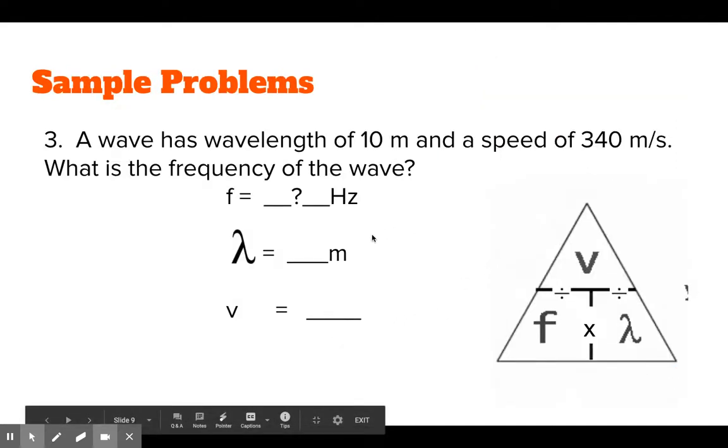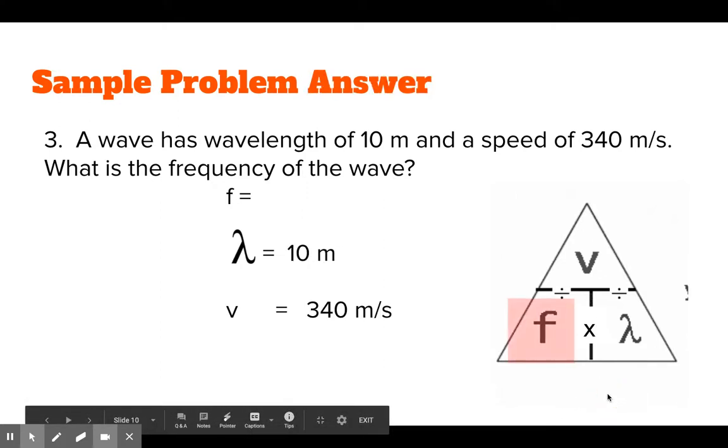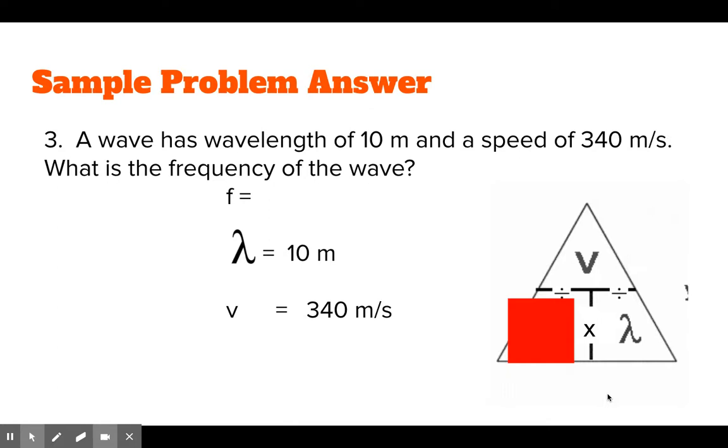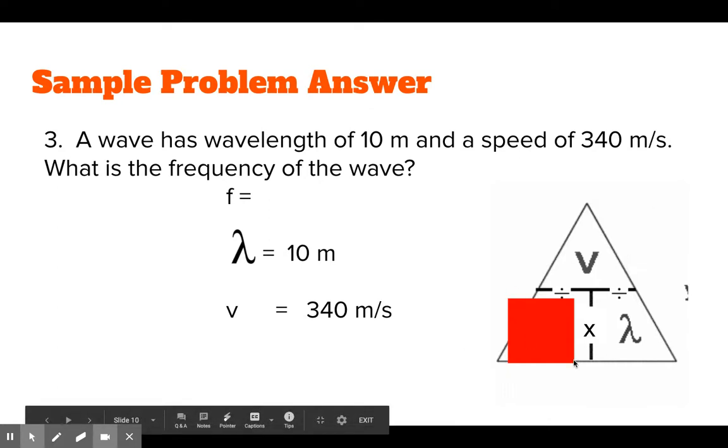There are some sample problems in there that you can work through. But again, you cover up whatever you're looking for. If you're looking for frequency, you cover that up, and then you just do velocity divided by lambda, or whatever it says in the triangle.